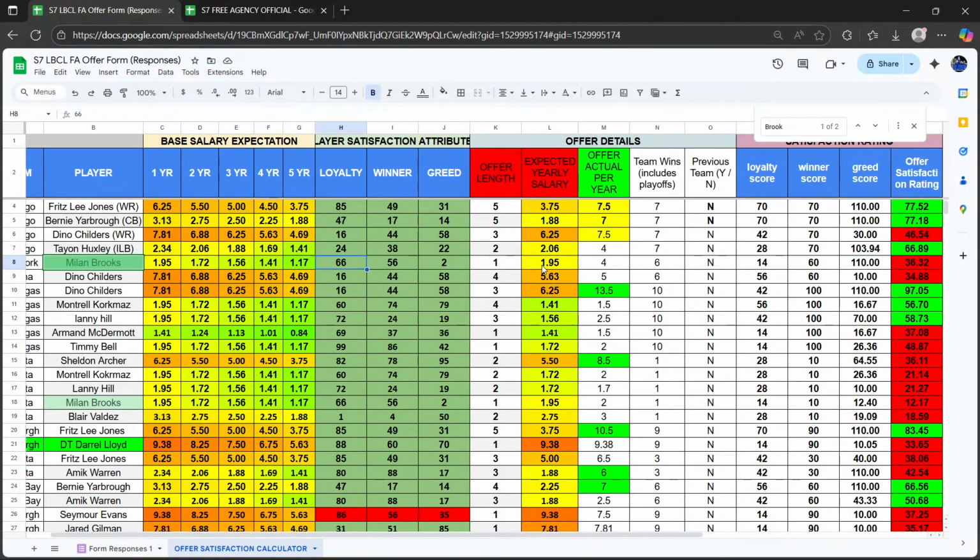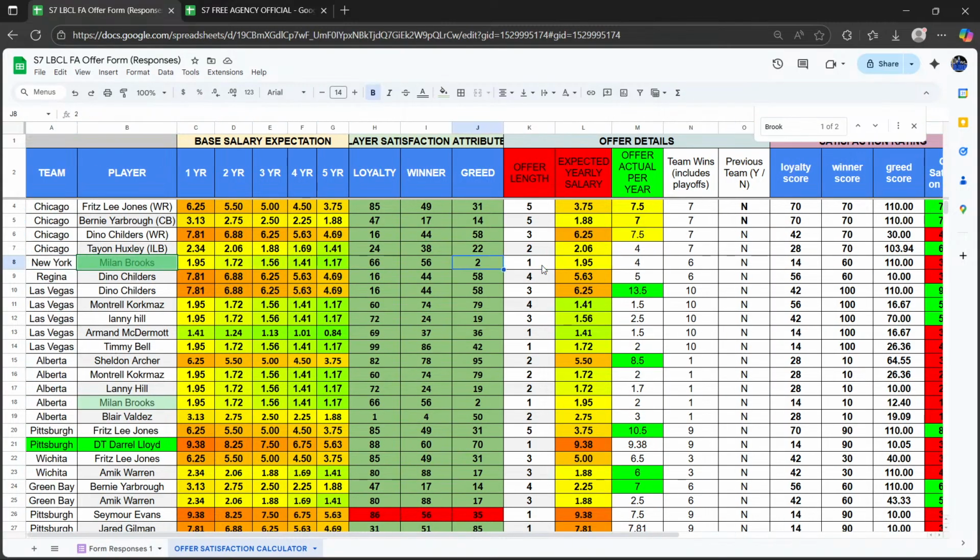He didn't like New York's either. So Brooks is going to end up going back to the free agent pile. Let's look at why that is. He's got a 66 loyalty, which is above 50, on the higher side. He wants long contracts. New York offered a 1 year contract. He's not greedy, so it really wasn't about that.